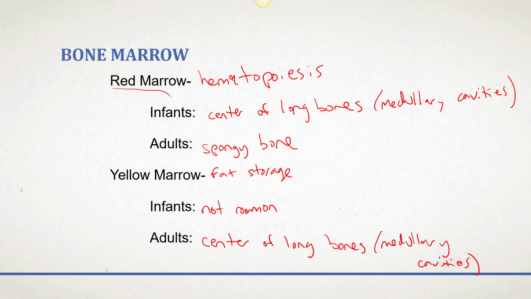Infants, we don't want to use those as donors. So usually we look for adults to be donors. And in adults, the location that you're going to find it is in the spongy bone. Where we commonly obtain the red marrow for a transplant would be in the spongy bone that's found at the end of the femur or in the pelvis, sometimes the scapula or the vertebrae.